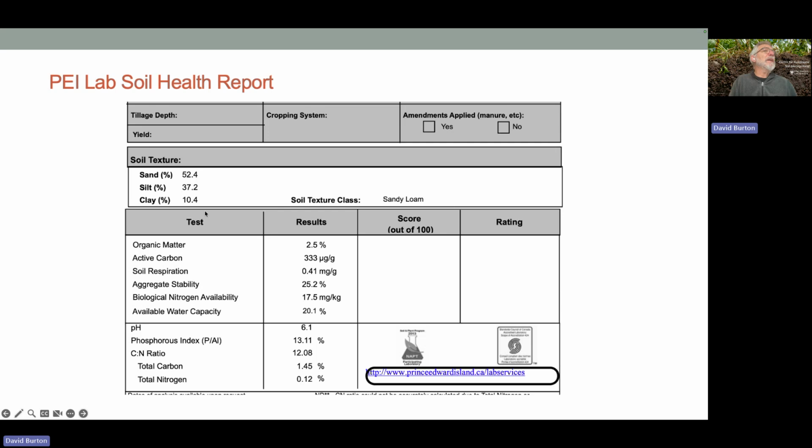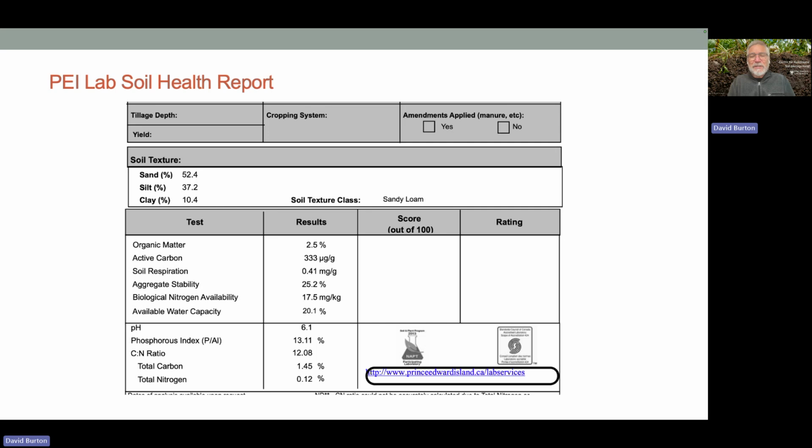And this is an example of a soil health report from the PEI lab, again, representing the various aspects I just referred to. Note the units can differ quite a bit: micrograms per gram or milligrams per gram, percent. And it's still somewhat difficult to interpret those units because oftentimes they're not absolute values that you can refer to. And so we're still developing the means by which we can better understand how we interpret these.